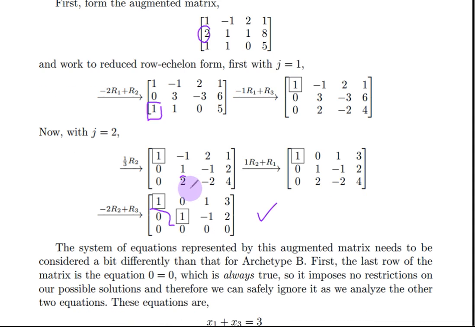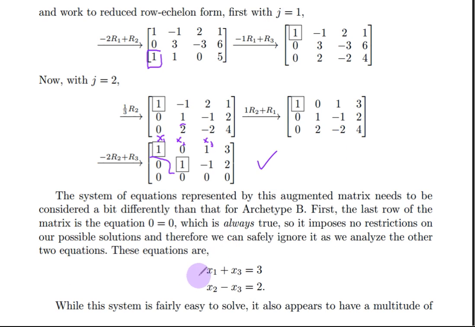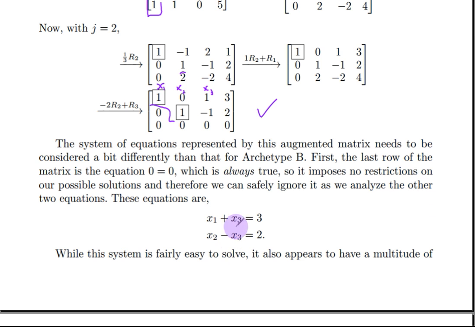Now the question is, what are the solutions to this system of equations that corresponds to this augmented matrix? Well, let's write them down. This is the x1 column, this is the x2 column, this is the x3 column. So this first equation corresponds to x1 plus x3 equals 3. Second row, x2 minus x3 equals 2. All right, so this is the system of equations that we have.